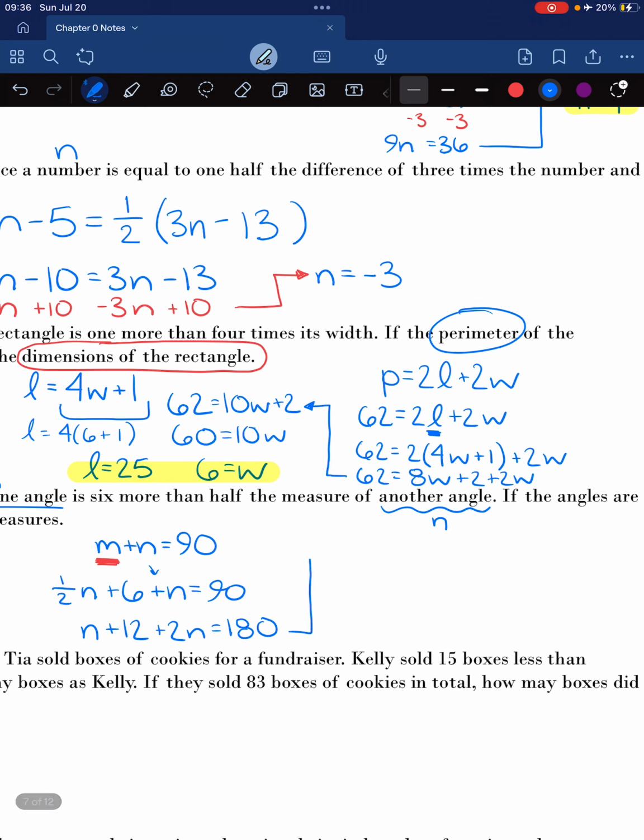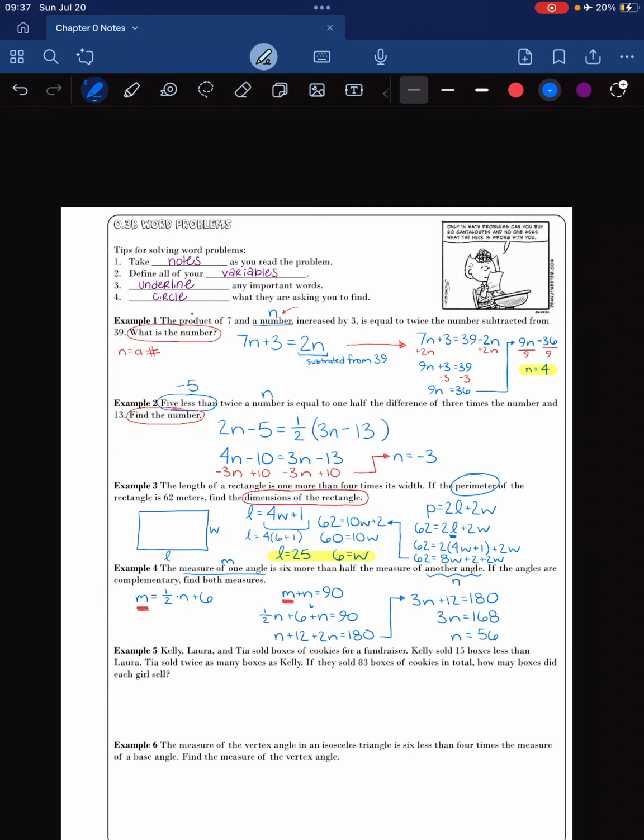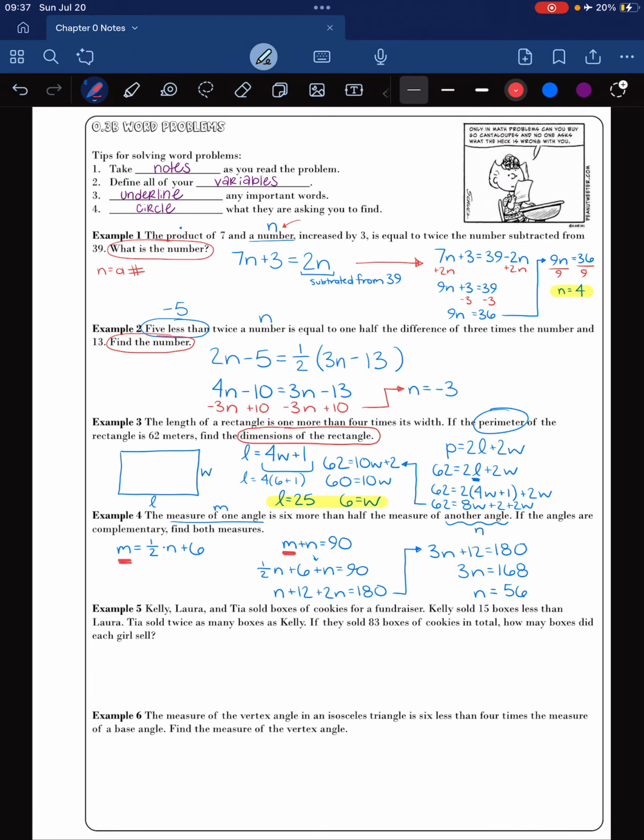If you don't mind working with fractions, especially since you have your calculator, you could have left the fraction. You can just do 1/2 N plus N is going to be 3/2 N. And that's fine too. I end up with 3N plus 12 equals 180. Subtract 12 from both sides, and we end up with 168. Divide both sides by 3, and we end up with 56.